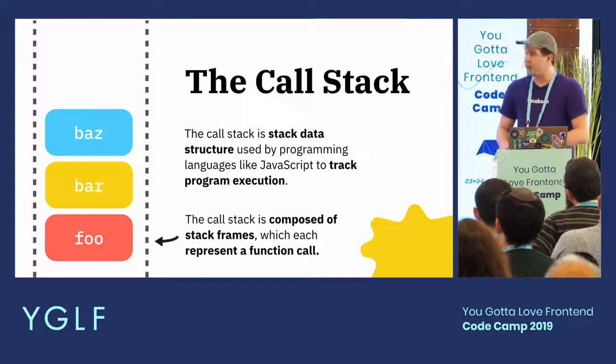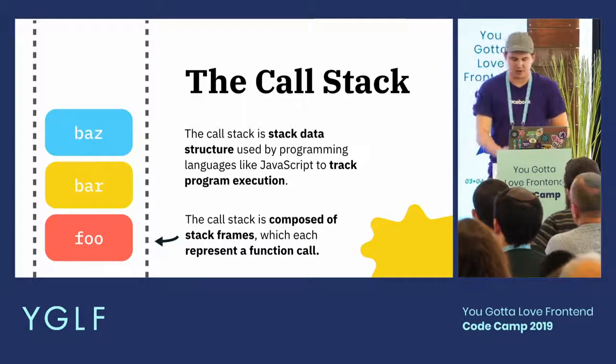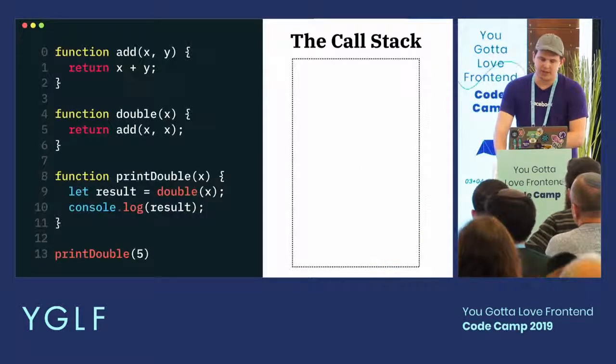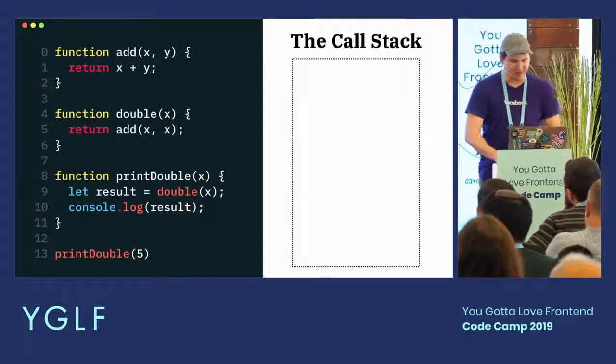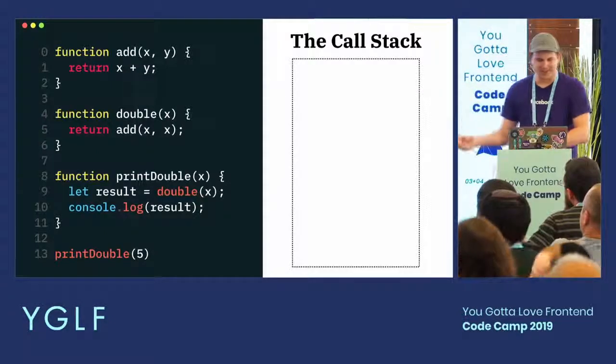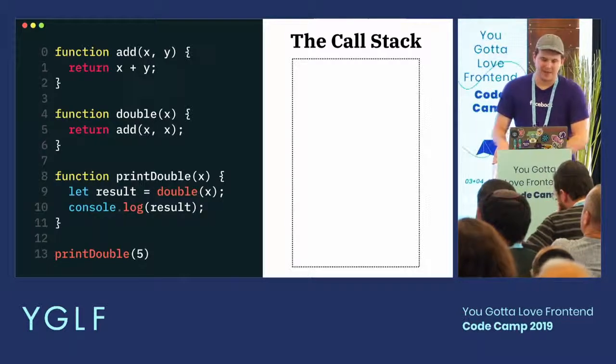So since this is a really critical concept for understanding what React Fiber is, I want to walk through a really quick example just to make sure that we're solid on this. So this is a super fun little app here. We have a function add that adds two numbers, double that uses add to double a number, print double that just doubles and prints it. And then on line 13 we call this print double function with the number 5.